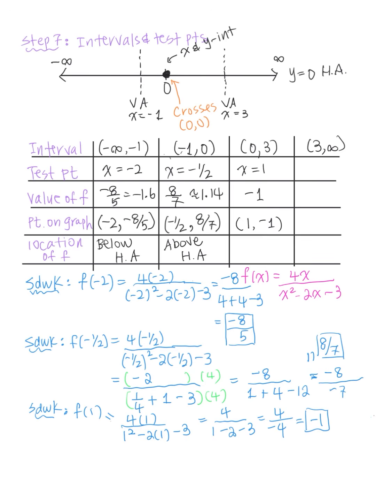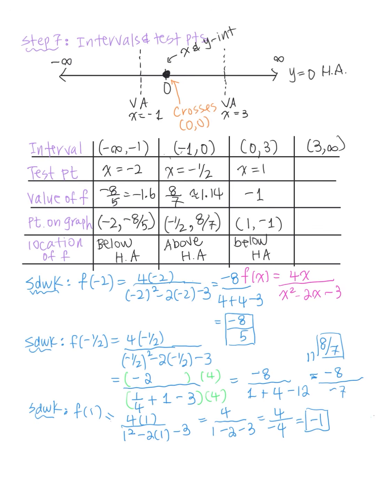Visualize again: x is positive but y is negative, so we're going to be below the horizontal asymptote, the x-axis. I'm going to write below the horizontal asymptote, which makes sense, because remember at 0, 0 the graph must cross. So from -1 to 0 the function is above the horizontal asymptote, and from 0 to 3 it's below the horizontal asymptote. That does make sense.